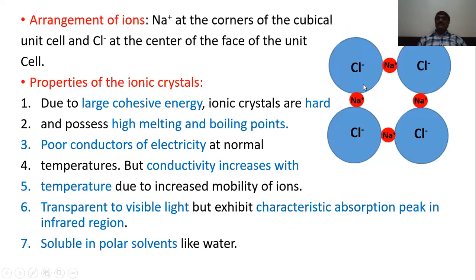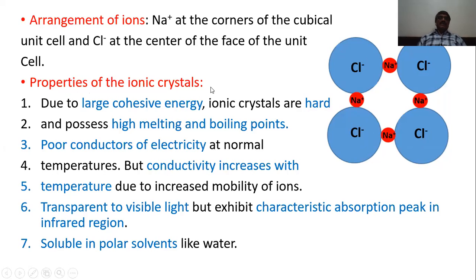Now, it is interesting to look at the arrangement of ions. You will find that Cl minus ions are at the corners of the unit cell, while Na plus are at the octahedral void positions. It is interesting to note the sizes of Cl minus and Na plus ions: Cl minus has a very large size compared to Na plus, and they are arranged in such a way that the Cl minus are at the corners and Na plus occupies the space between two Cl minus ions.